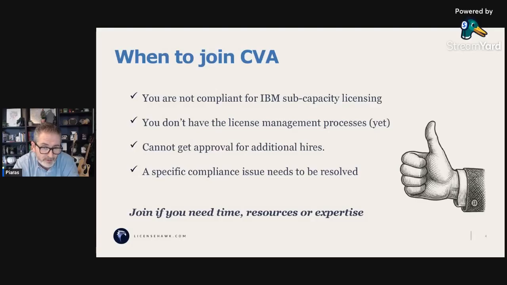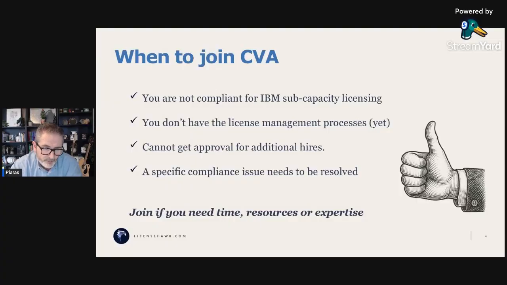They will help you prepare it, they will review it, and they'll tell you where there are gaps. If you know you don't have your compliance in order for subcapacity, the most common case is that you don't have the ILMT BigFix tool deployed properly, or it hasn't been upgraded in a while, or maybe there are gaps or configuration issues.